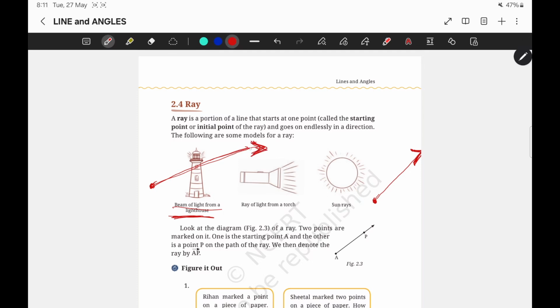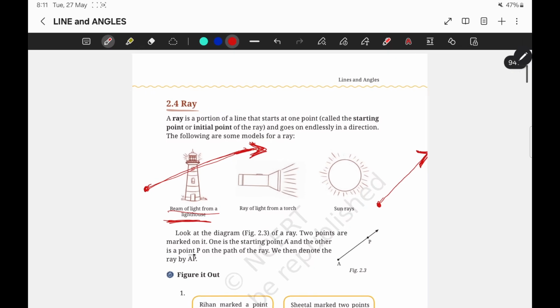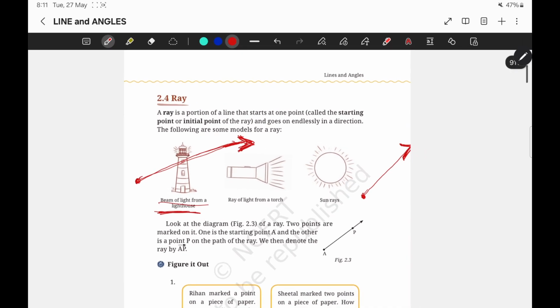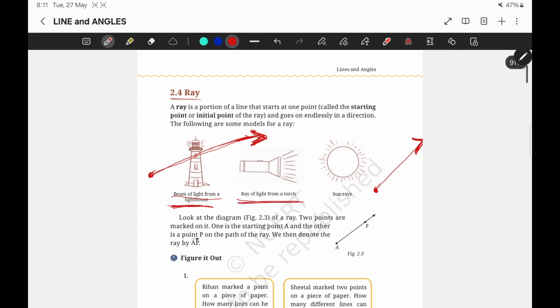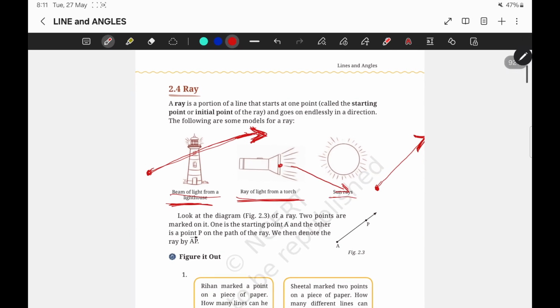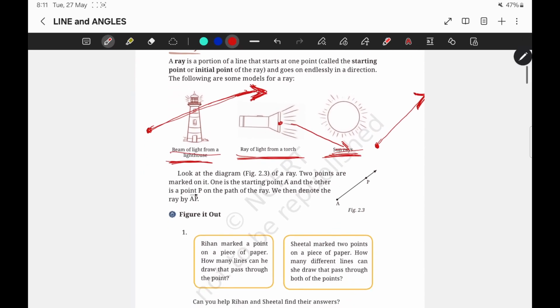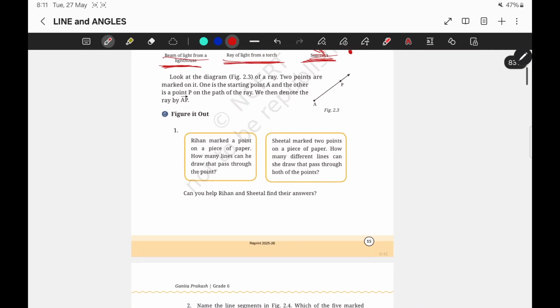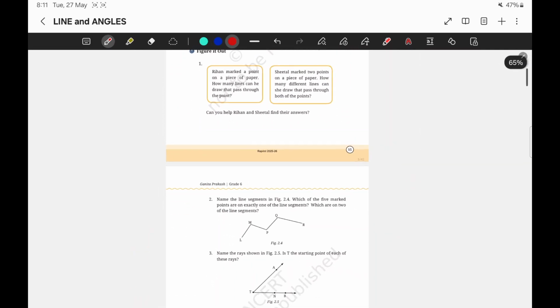So if we want to show it extends, we put the arrow. The light from a torch is also an example: this is the starting point, and it does not have any stopping point, so it will extend as it wants. Another example is sun rays. Next we are going to figure out some questions.